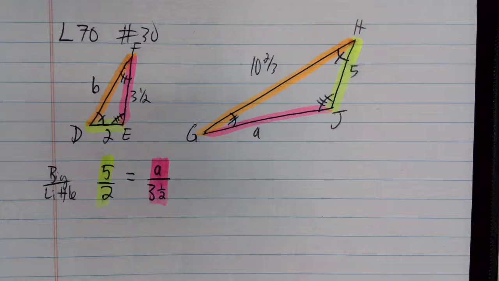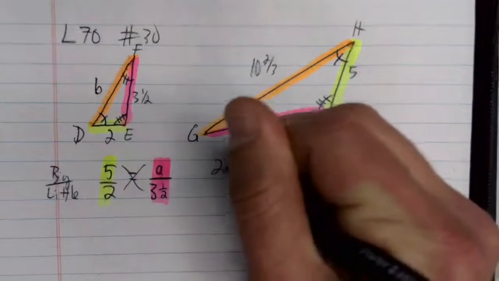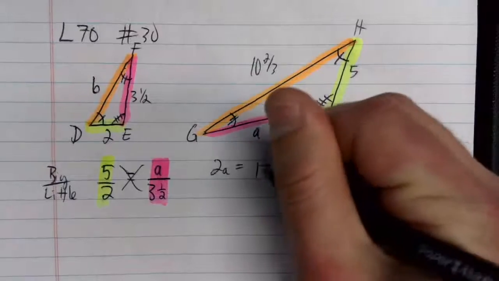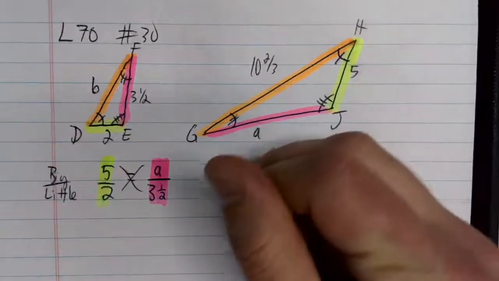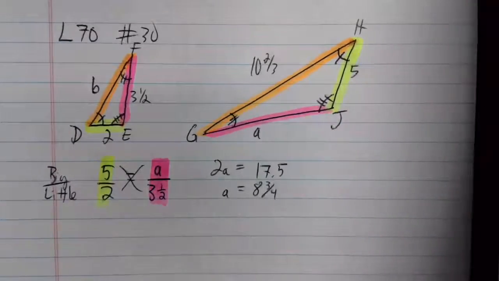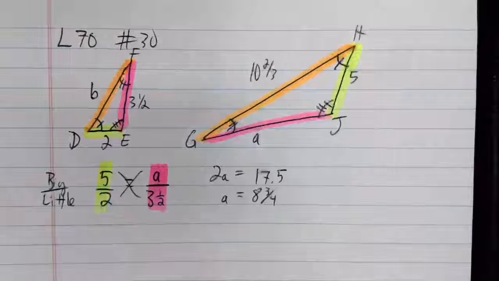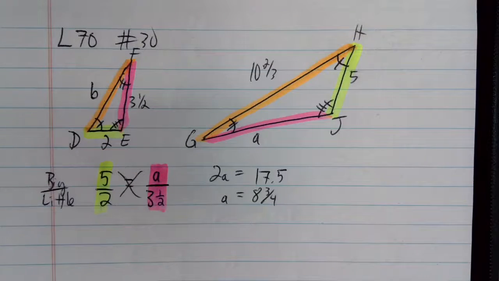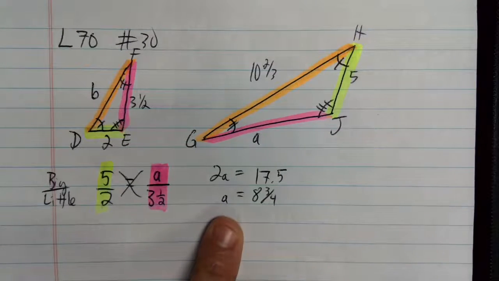What do we do to solve these? Cross multiply, right? So I've got 2a equals 5 times 3.5. 17.5. So we're going to get that a equals 8 3/4. Remember, I'm letting you use these. I have that exact calculator. All right. 8 3/4. All right, I need the other one.